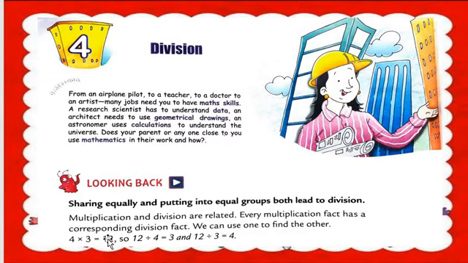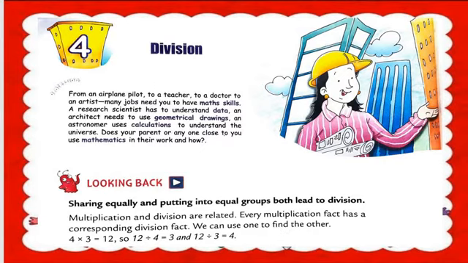Again I am repeating, multiplication and division are related. Both multiplication and division are related to each other, but every multiplication fact has a corresponding division fact. Understood? We can use one to find the other. Understood all students? Got my point? So what do we do at that time? We use multiplication to solve the division.